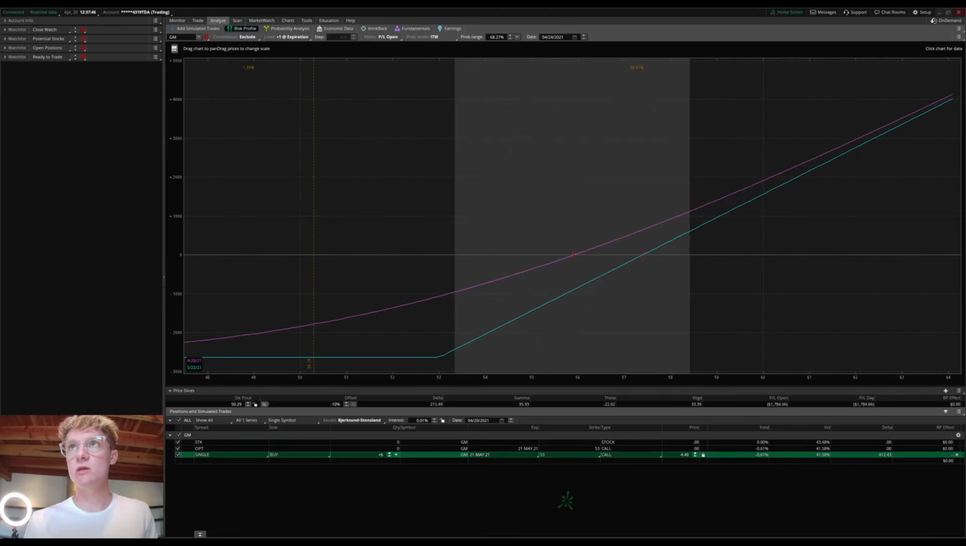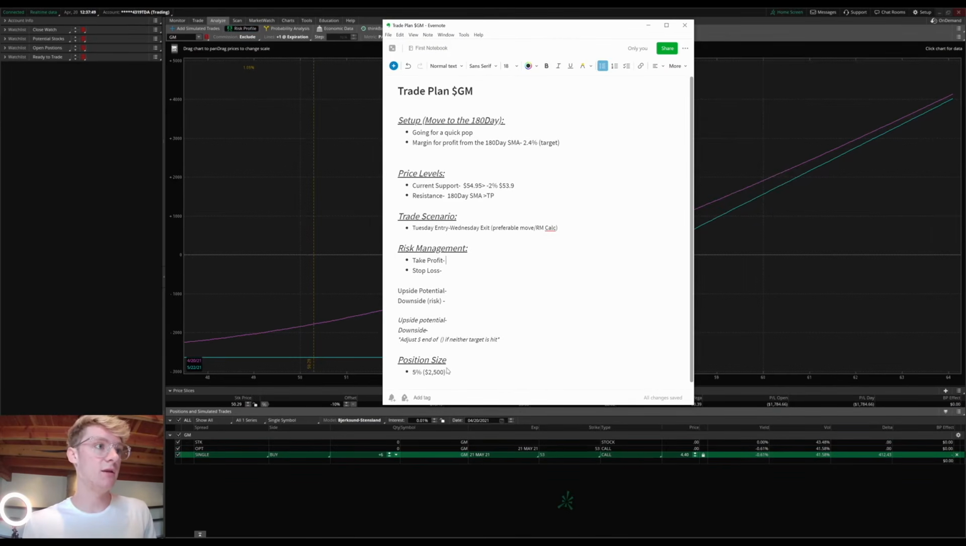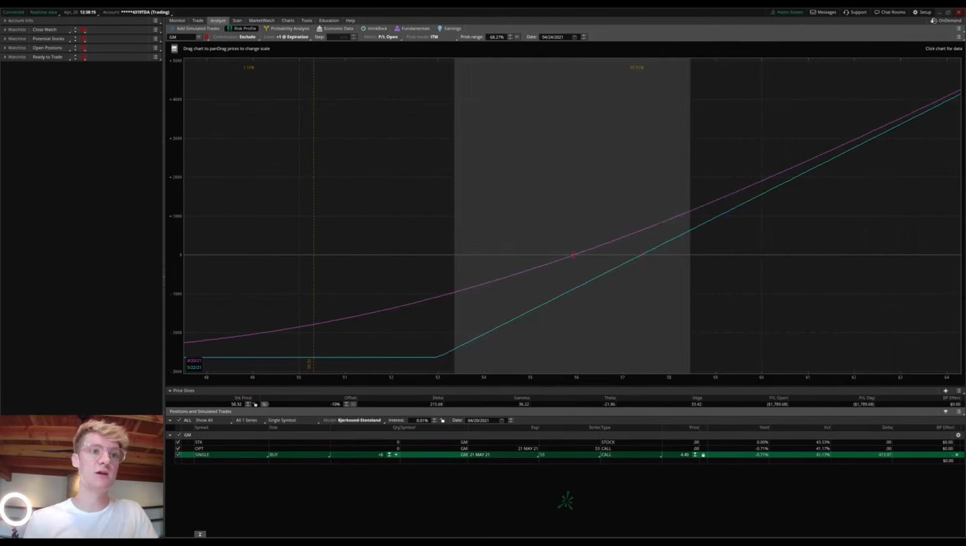So 6 contracts at $4.40 per contract is going to be $2,640, which is a little bit above 5%. We could go a little bit under. With 5 contracts we would be a little bit under, and with 6 contracts we're going to be a little bit over. I'm going to just keep it around that 5%. Again, the contract prices are going to vary, so we're never going to be able to hit that exact 5%. So position size is roughly 5%, at $2,640, considering we got filled at $4.40.